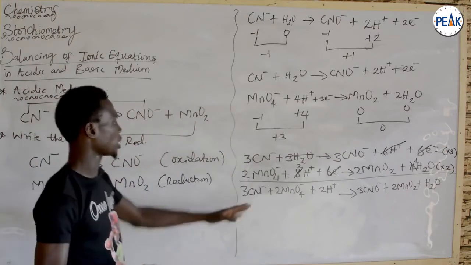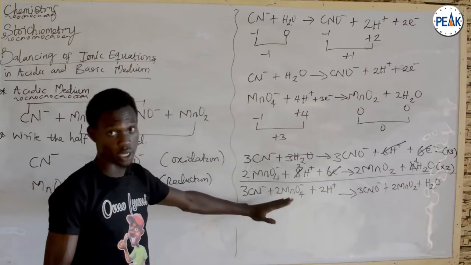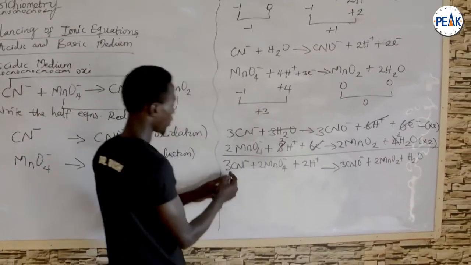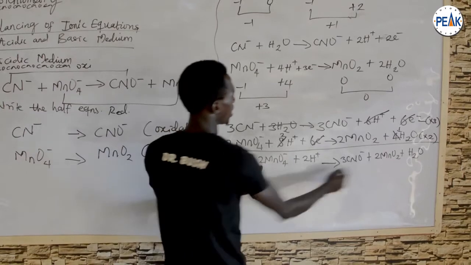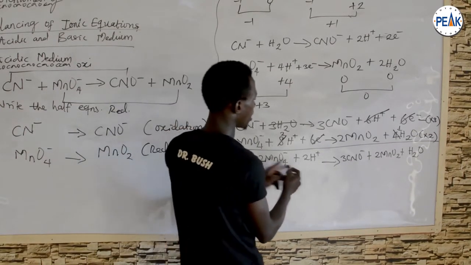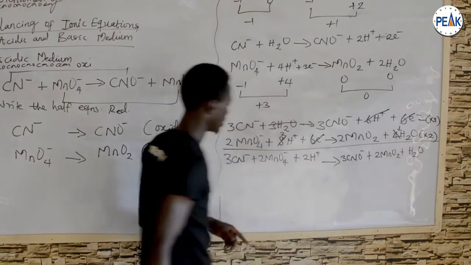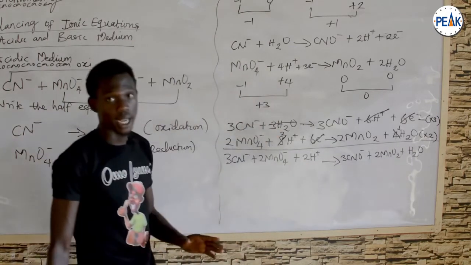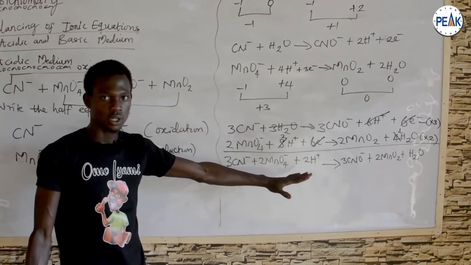How do I know if my answer is correct? First, let's check the number of atoms of each of the elements, the number of moles of each of the elements, if they are correct. I have 3 carbon here, 3 carbon here, 3 nitrogen here, 3 nitrogen here. 2 manganese here, 2 manganese here. This is 8 oxygen here; I have 3 plus 4 is 7 plus 1, that's 8. I have 2 hydrogen here and I also have 2 hydrogen here. Atomically, this is balanced. But the fact that it is balanced atomically does not mean it is balanced ionically.